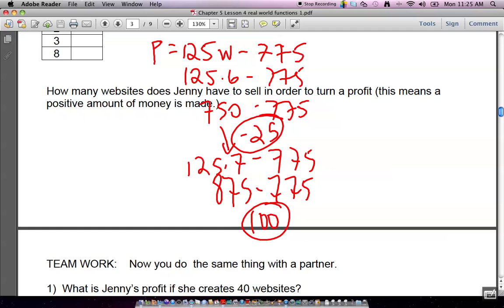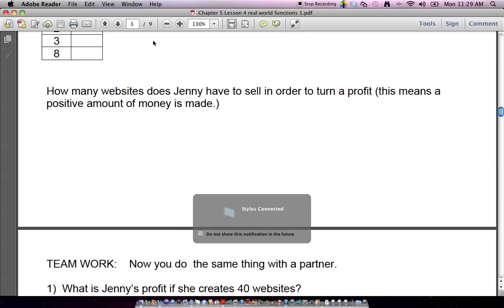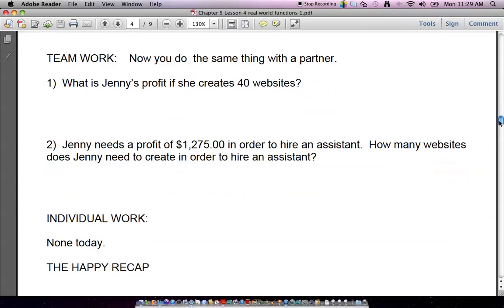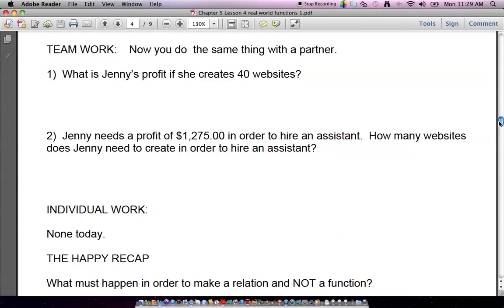What's Jenny's profit if she creates 40 websites? Well, we have to do 125 times 40. I think that works out to be like 5,000. Yes. And then I have to do 5,000 minus 775, which is 4,225. Is that what you guys got? Right, 5,000 minus 775, and that is $4,225.